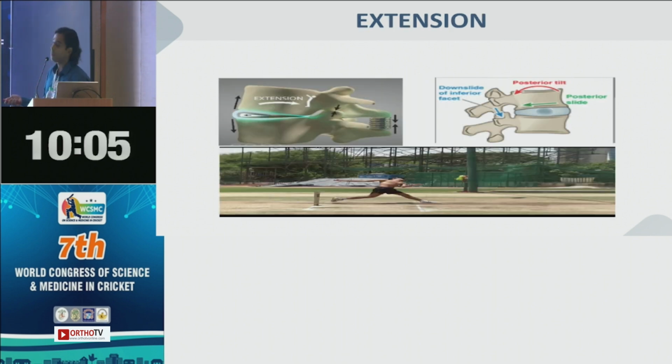So what is the pathomechanics in this? The inferior articular surface of the superior segment has a downslide of the inferior facet. That means it's sliding downwards. There is a posterior tilt and then there is a posterior slide. Now more and more approximation or joint interaction is happening between this segment in extension.